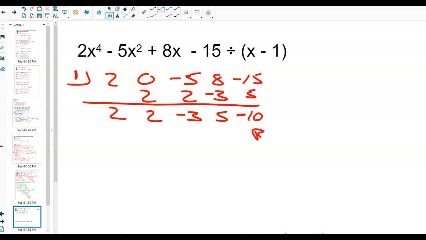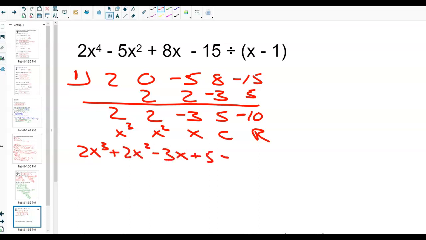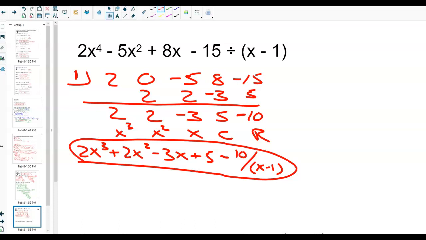So we do have a remainder, constant, x, x squared, x cubed. So 2x cubed plus 2x squared minus 3x plus 5 minus 10 over x minus 1. So that is the answer.